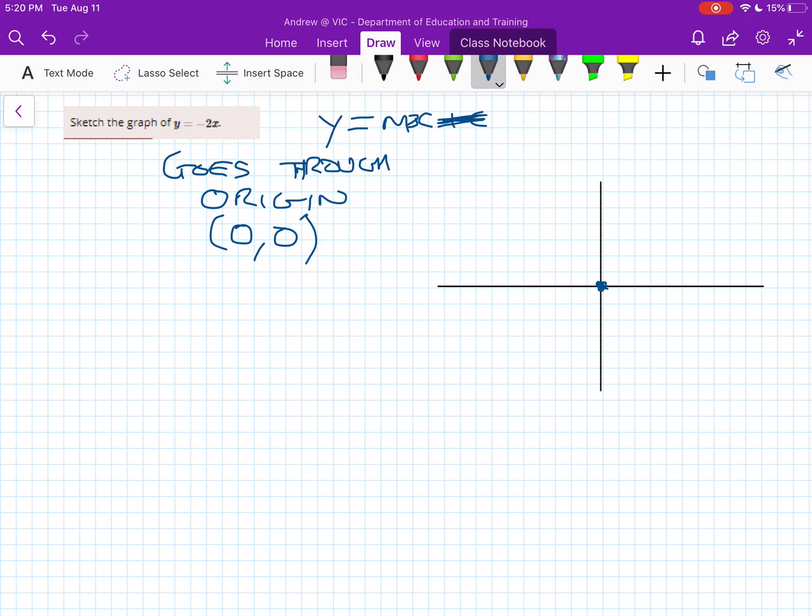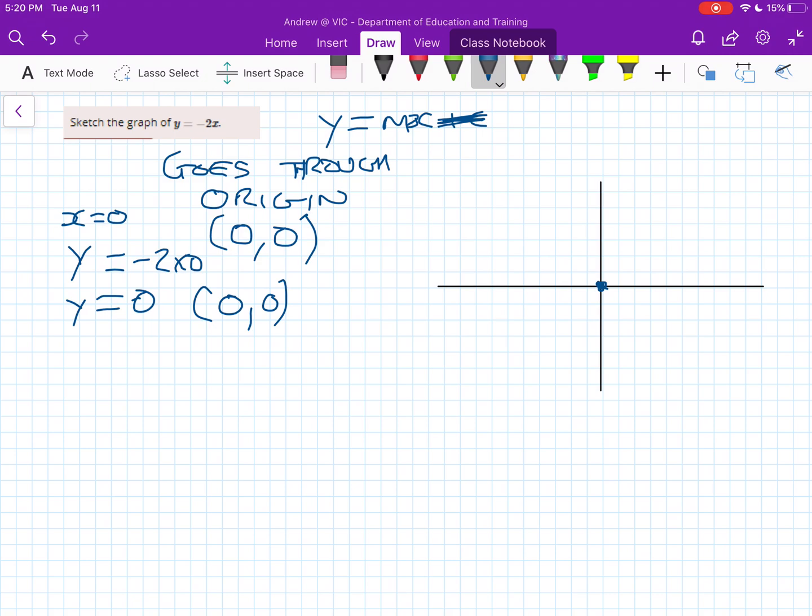So just checking this, as I was saying, if we did x is equal to 0, you would have negative 2 times 0, so y would also equal 0, which gives us a point of 0, 0. So that's showing you how it goes through the origin.